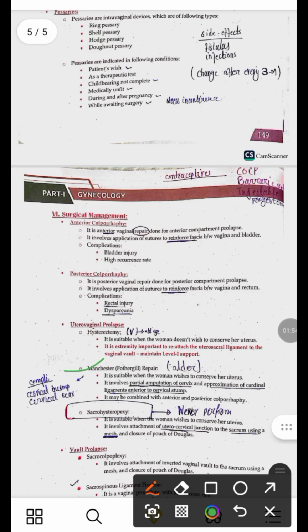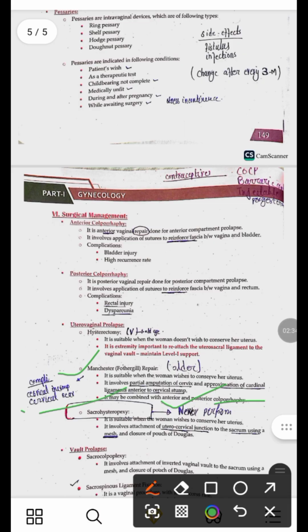Next one is the Manchester repair. Manchester repair is also known as the Fothergill repair, and it is suitable when the woman wishes to conserve her uterus and she has not completed her family. In Manchester repair, we do the partial amputation of the cervix and the approximation of the cardinal ligaments to the cervical stump. Manchester repair may be combined either with the anterior colporrhaphy or the posterior colporrhaphy, depending upon the type of prolapse. The complications of Manchester repair involve cervical incompetency or cervical scarring.